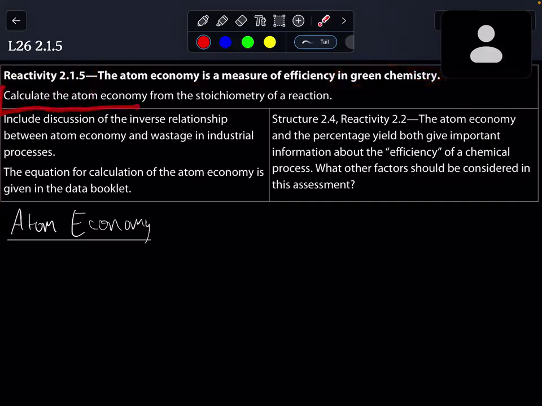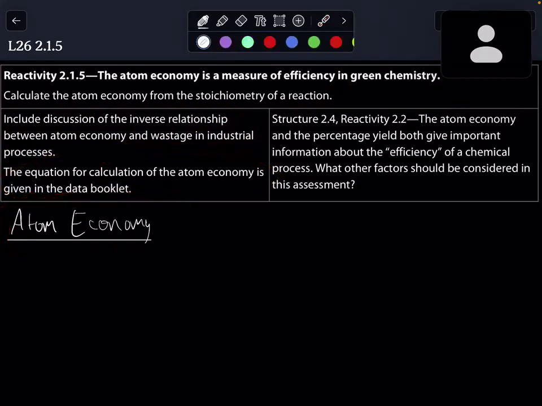We're going to be able to calculate the atom economy from the stoichiometry of a reaction. We will include discussion of the inverse relationship between atom economy and wastage, and we have the equation for atom economy within the data booklet, so you don't necessarily need to memorize it. So first off, what is atom economy and why do we need it?